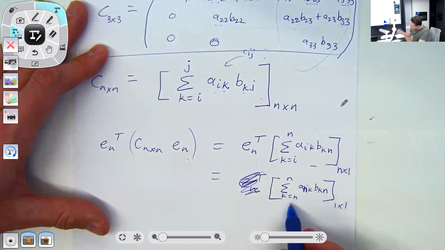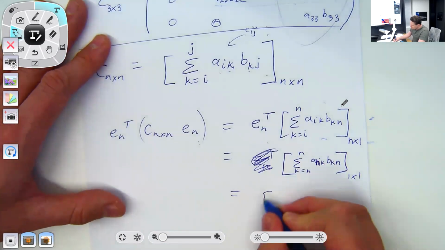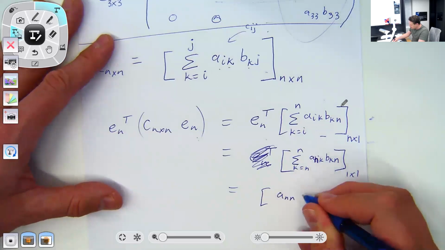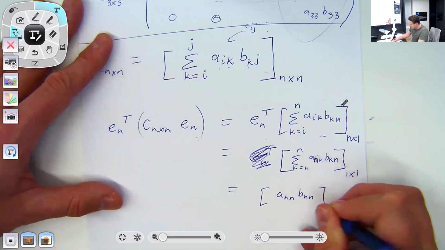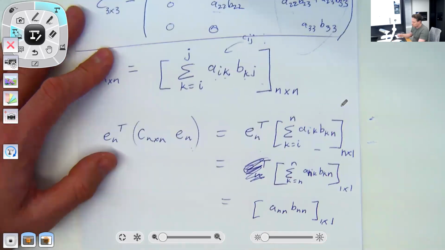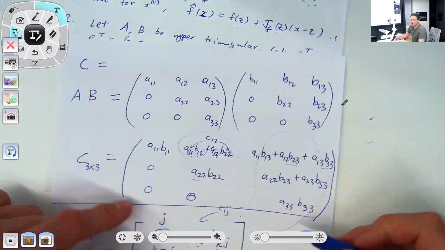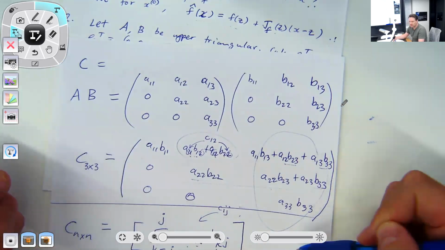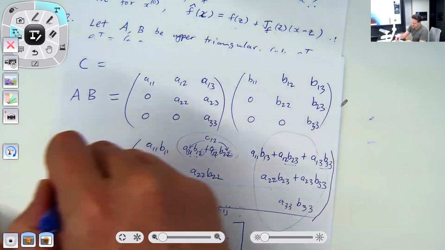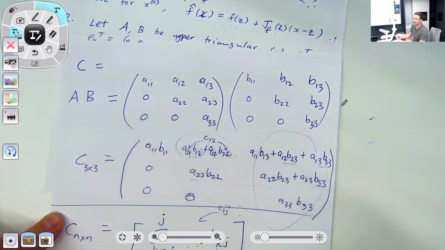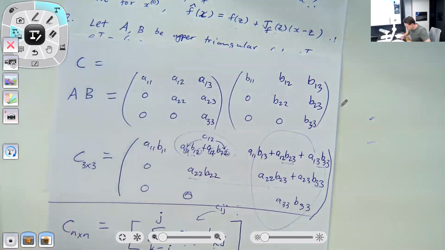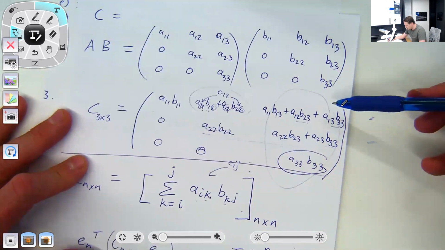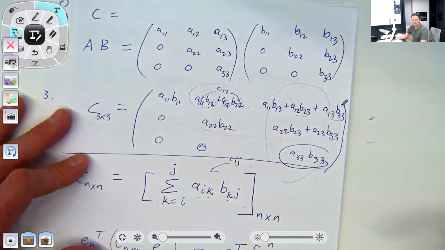Okay, but since it starts and stops with N, this is just the 1 by 1 matrix, A_NN B_NN, which is exactly what you expect when you think about what's going on when you multiply this by a column that contains zeros except for the last entry. And on the left-hand side, zeros until you get to the last entry, which is 1. So really, what we're getting here is just this. In other words, the intersection of the last column and the last row, okay?